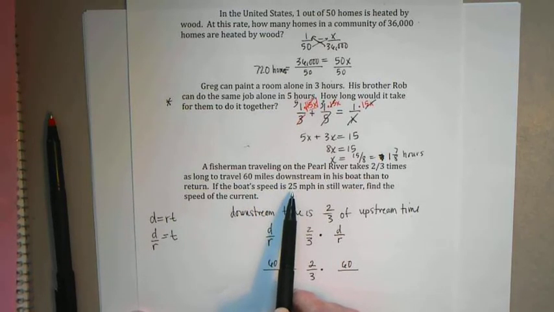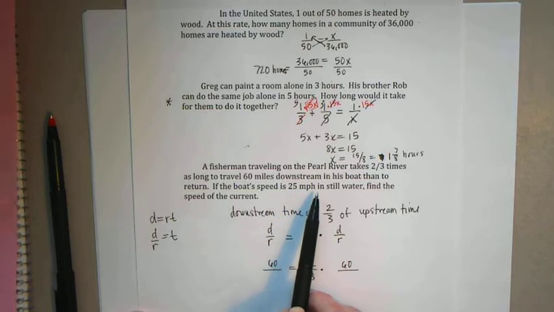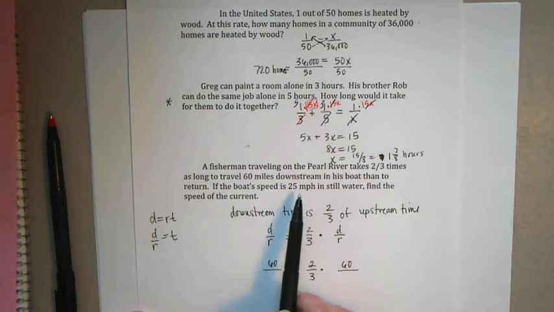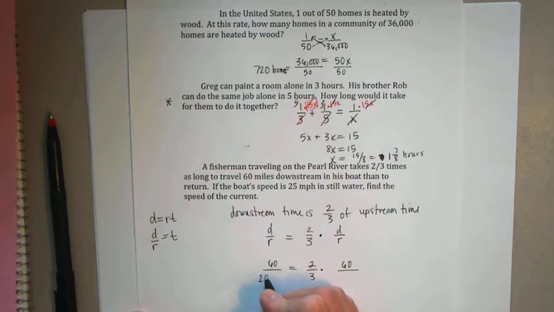Now, this is the downstream. The boat speed is 25 miles per hour in still water. So if the water wasn't moving, I'd be going 25 miles per hour. But if the water is moving, I'm going to be going 25 miles per hour plus the rate of the water. We could call that R for rate. I'm going to call it W for water. You can call it whatever you want. You can call it X. But I'm just calling it W because I know that's the rate of the water.